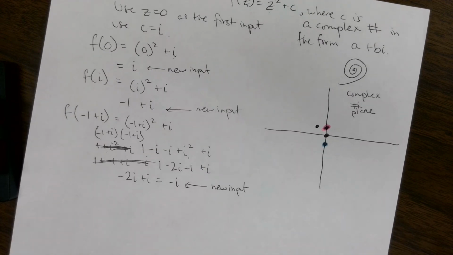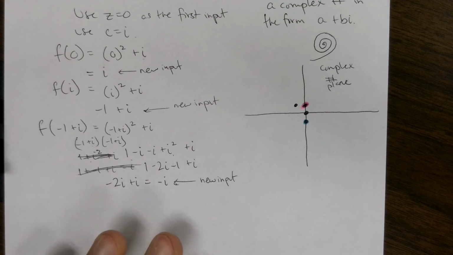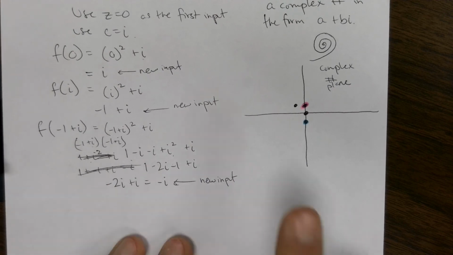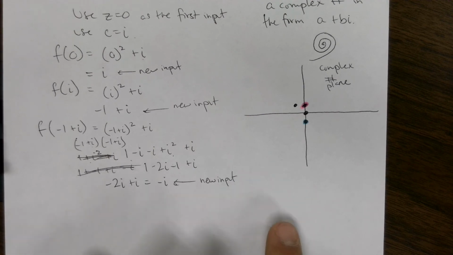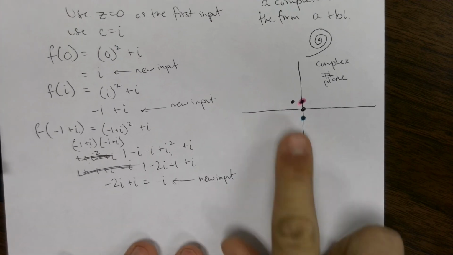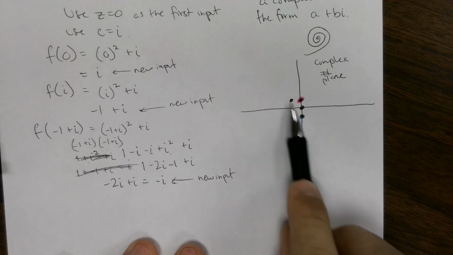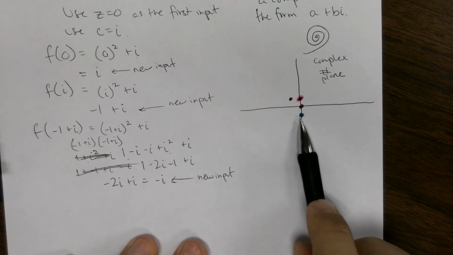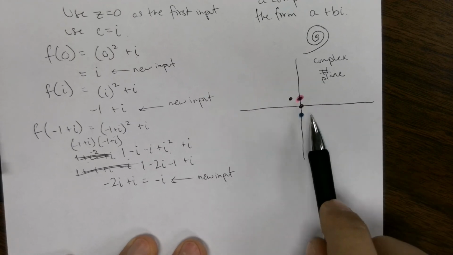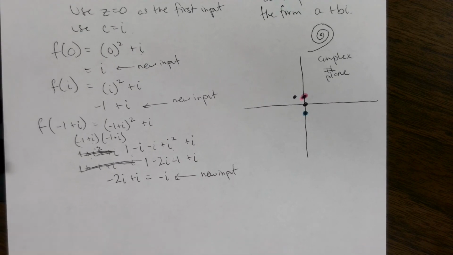And I'm going to post something on the Google Classroom that shows you what happens when you repeat this sequence infinitely many times, using the complex number plane to plot your inputs, and then using a color scheme to plot your outputs. It's called the Mandelbrot set, and it's really impressive.